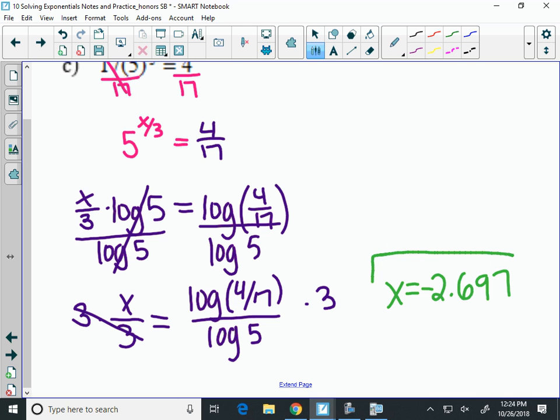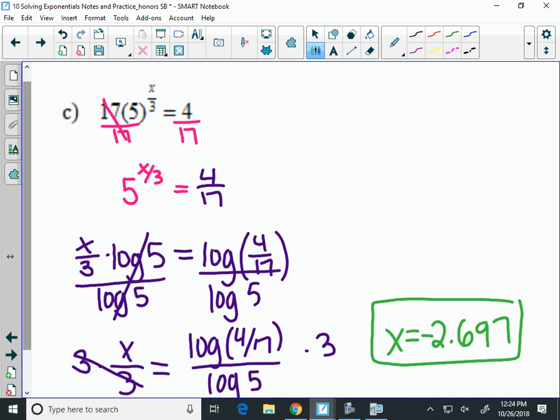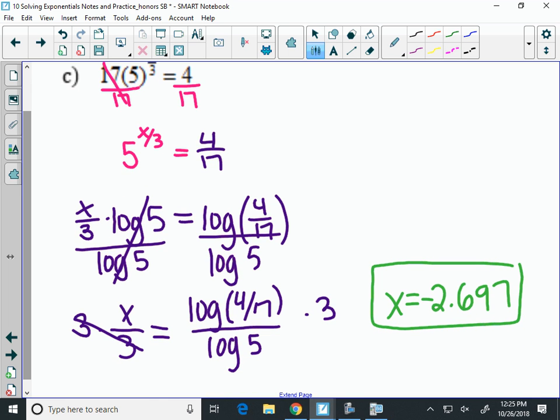Negative 2.697? That's just the x. So your exponent here is going to be negative. You can have negative exponents. There are no negative numbers in the rows and columns, so it becomes negative. It's just whatever the value of the logarithm is. I would say probably because there's a fractional exponent. I know it's a little vague, but it's from the exponent with the fraction.